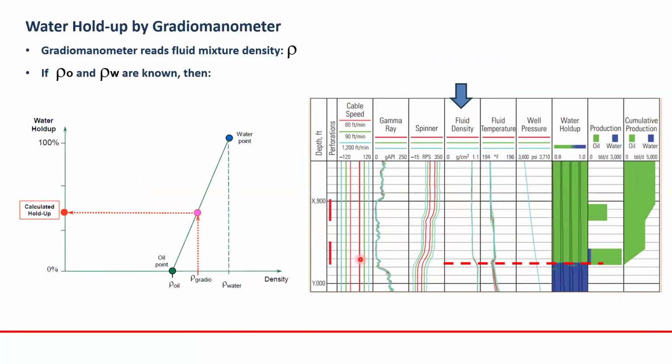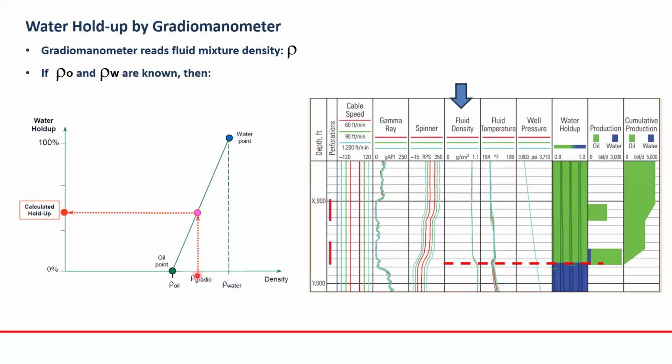Okay. Now this is the concept of the density, or the gradiomanometer here. If we make a plot between density and water hold up, from 0 to 100, at 100% water the density is 1. And if it's zero water, it's 100% oil. So the oil density will be on this line. So we have a line from 0 water to 100% water.